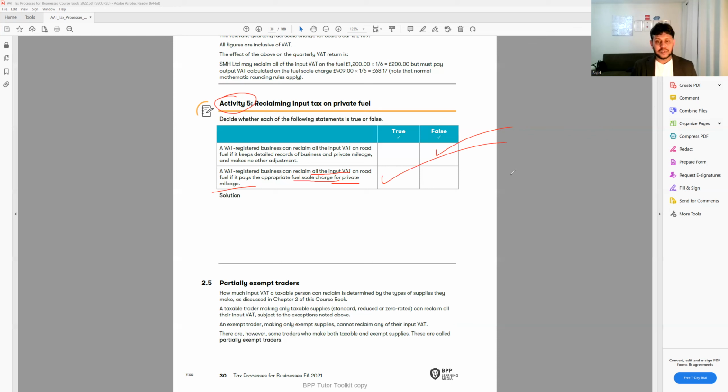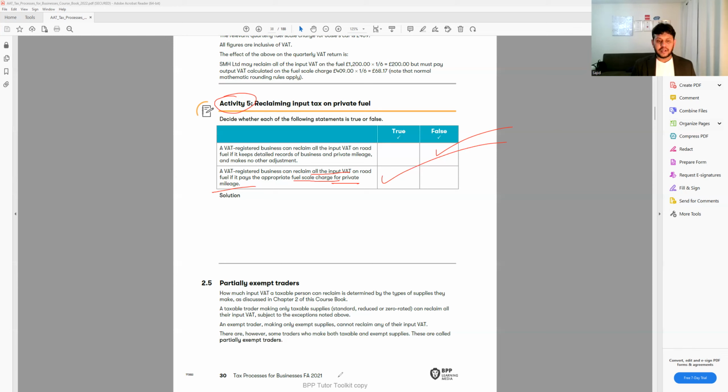All right, any question from this one from anyone? Activity 5. Any question? All right, very good. Let's move to the next one then.